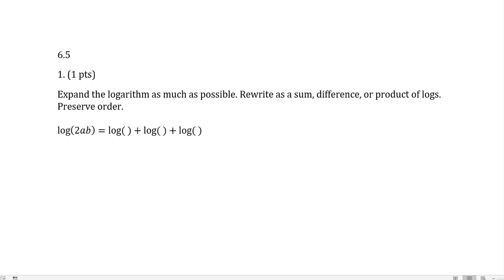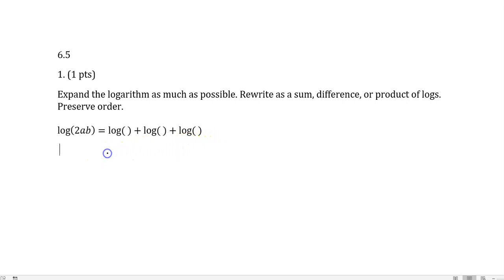logs, and we want to preserve the order, by which I think they mean make sure that if it's written 2 times a times b, that you have the log of the 2 thing here, the log of the a thing here, and the log of the b thing there. When you have a product of logs, they can be split up into the sum of the logs.